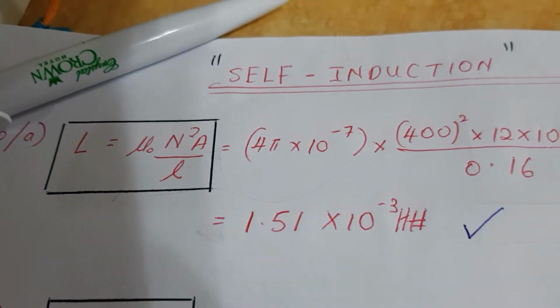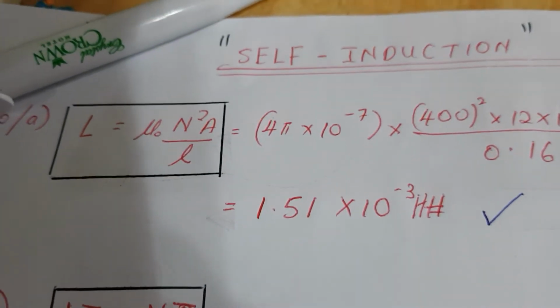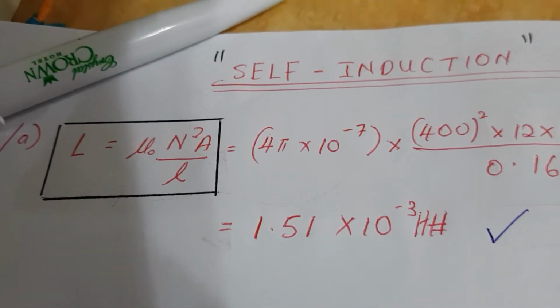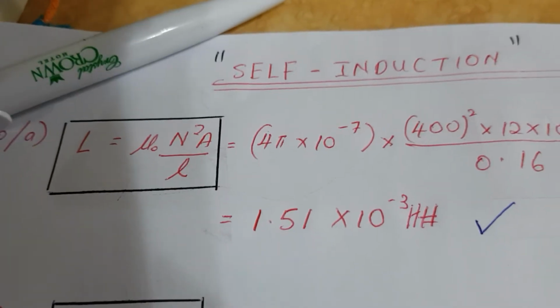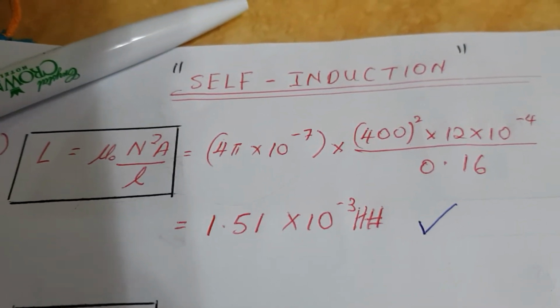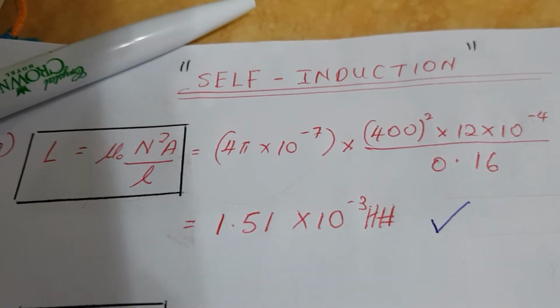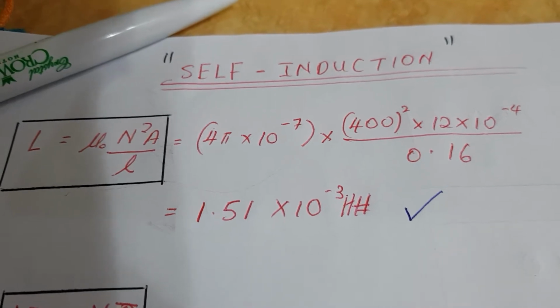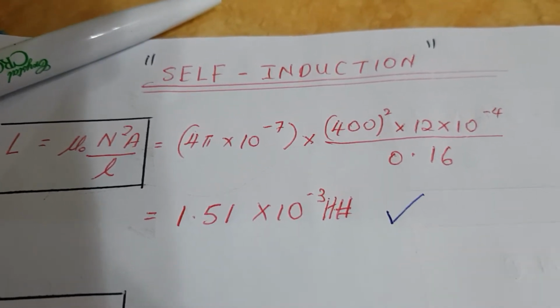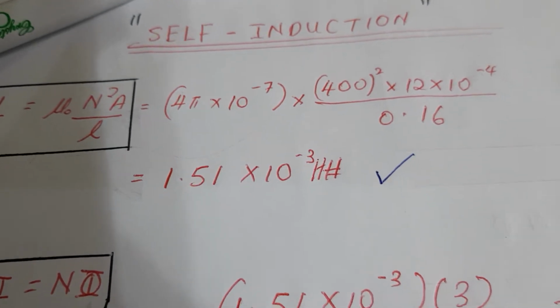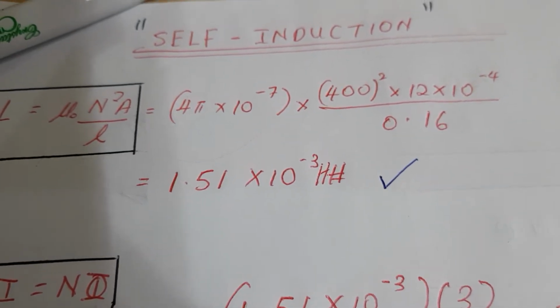Okay, class, these are the answers for your questions. Question 1 is labeled there as number 10, but this is your first question. A solenoid with a length of 16 centimeter. 16 centimeter must be converted to meter, so it becomes 0.16 meter. It has a total of 400 turns. That is your N. Its cross-sectional area is 12 cm square.